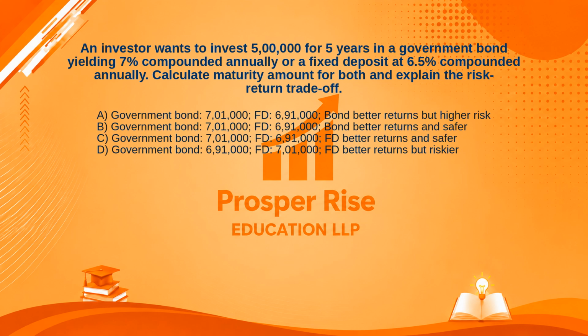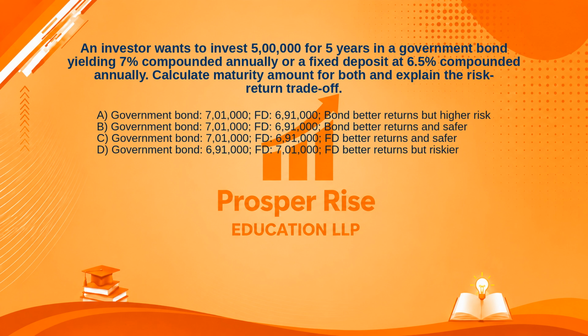Here are your options. A. Government bond 7,01,000, FD 6,91,000, bond better returns but higher risk. B. Government bond 7,01,000, FD 6,91,000, bond better returns and safer. C. Government bond 7,01,000, FD 6,91,000, FD better returns and safer. Or D. Government bond 6,91,000, FD 7,01,000, FD better returns but riskier. Take a moment to pause the video and decide.